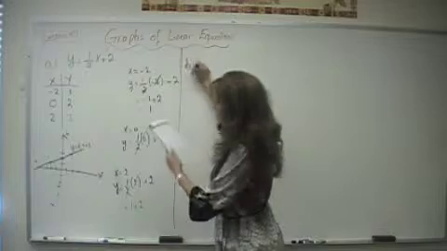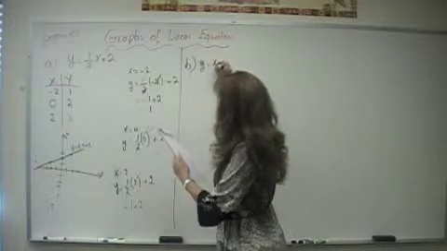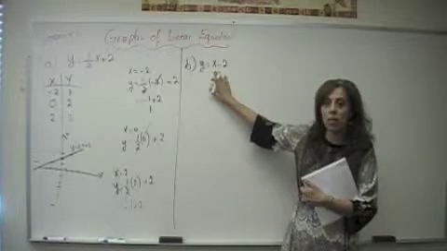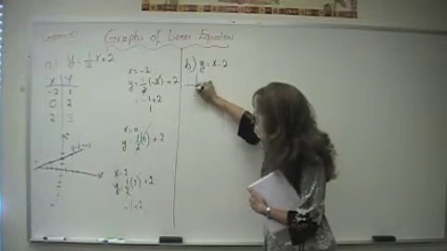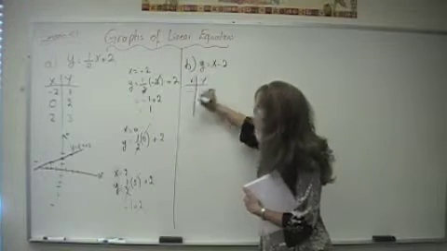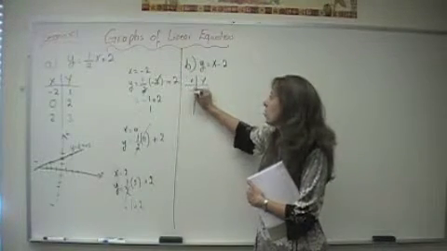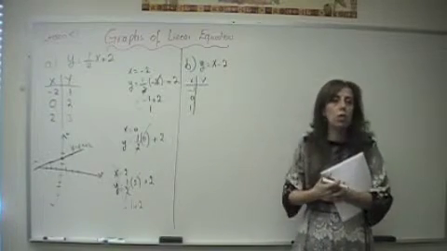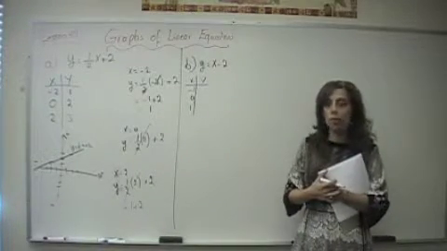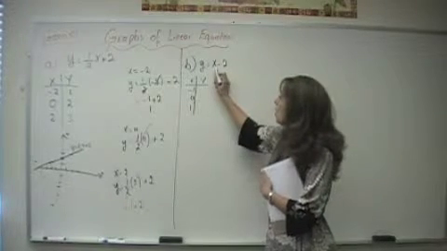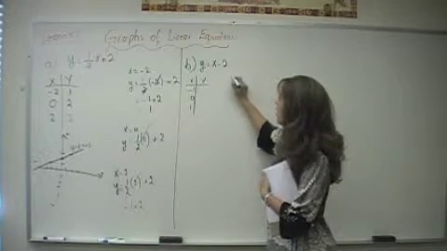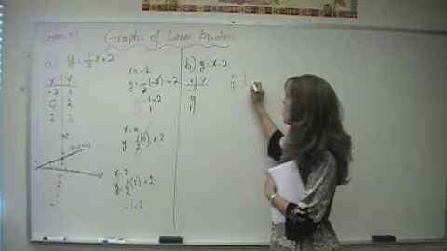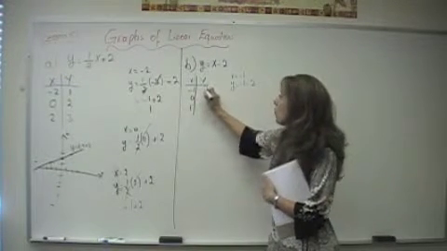B, y equals x minus 2. This one is easier because I don't have a fraction here. So I just put some values for x, y. I'm going to choose -1, 0, 1. These are the classic points to graph a linear equation. When x equals -1, my y will be -1 minus 2, and the answer here is -3.